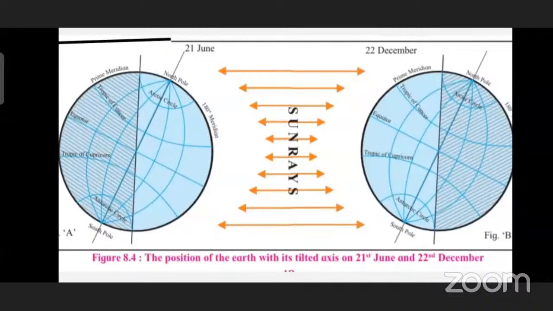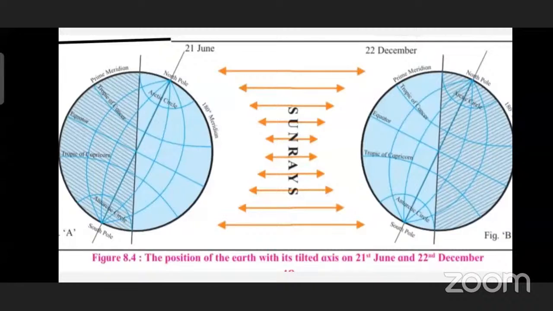Northern hemisphere. Yes, correct. So, the last question I am going to ask now. Which date will the Tropic of Cancer receive perpendicular sun rays? Which is the date when the Tropic of Cancer? Now, what is this Tropic of Cancer, students? Above the equator, you can see a line. Yes, that is the Tropic of Cancer. So, on which date? 21st June or 22nd December?